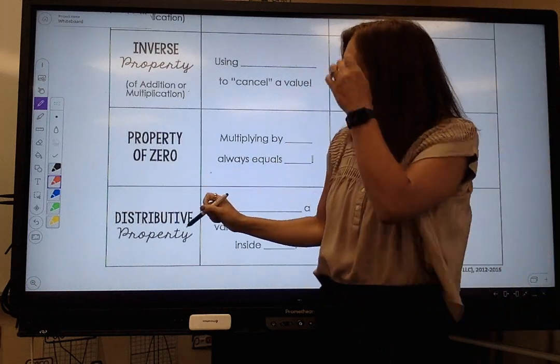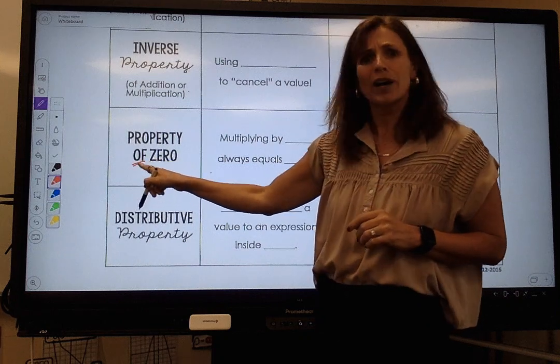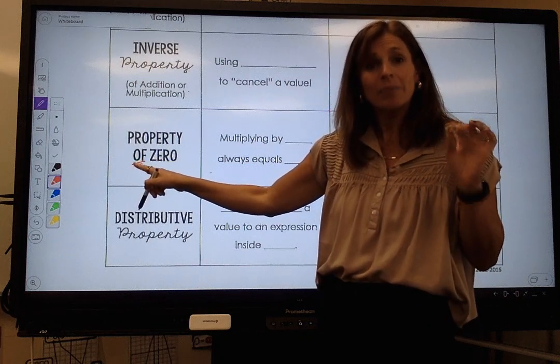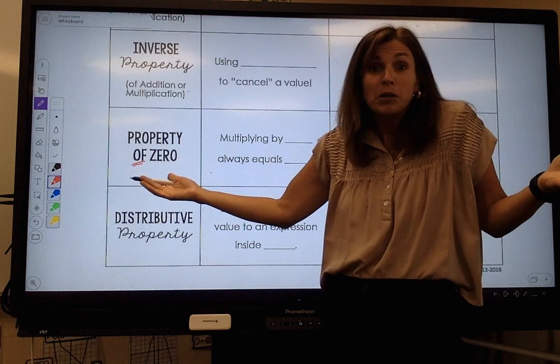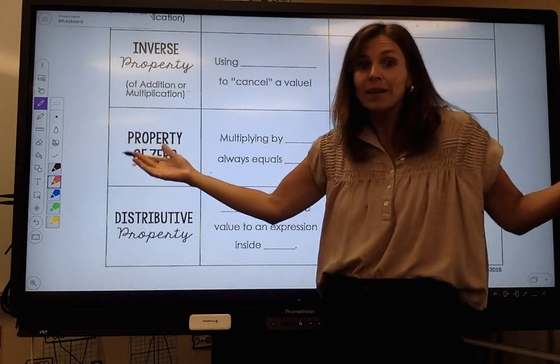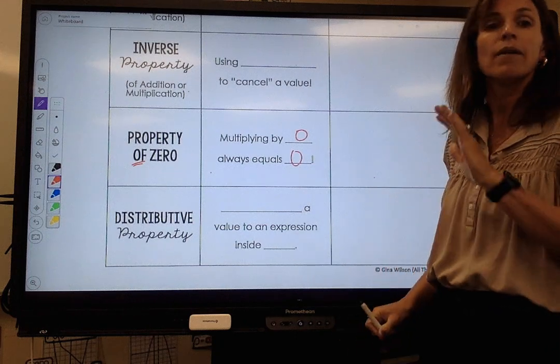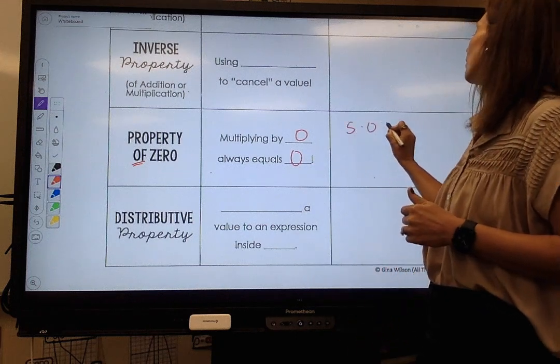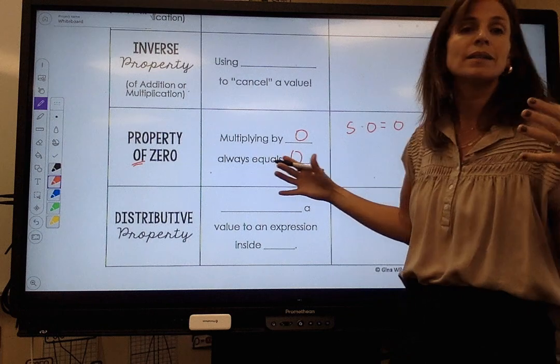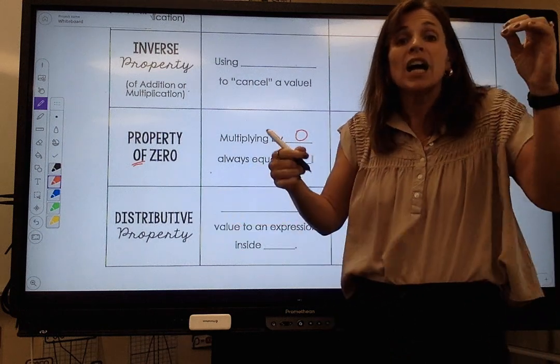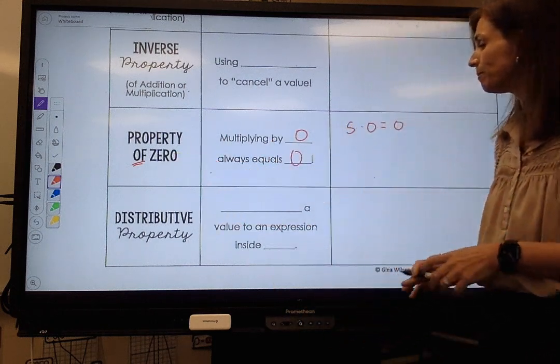All right, here's that property of 0, not to be confused with the identity property. Property of 0 means, well, let's look at the word of. In math, of means multiplication. So multiply by 0, what do we know happens? Anything times 0 always equals 0. Always. So 5 times 0 is 0. 1,000,000 times 0 is 0. Property of 0. Of means multiplication.